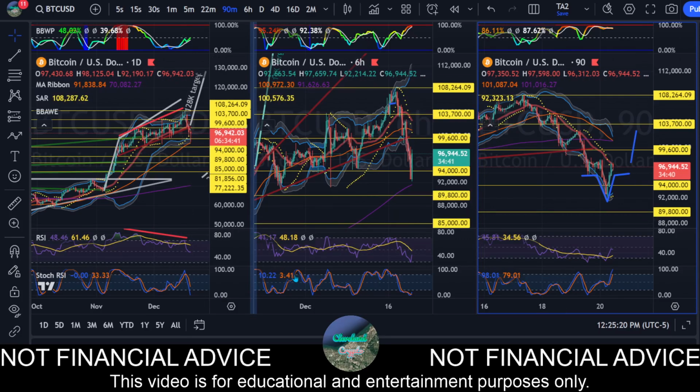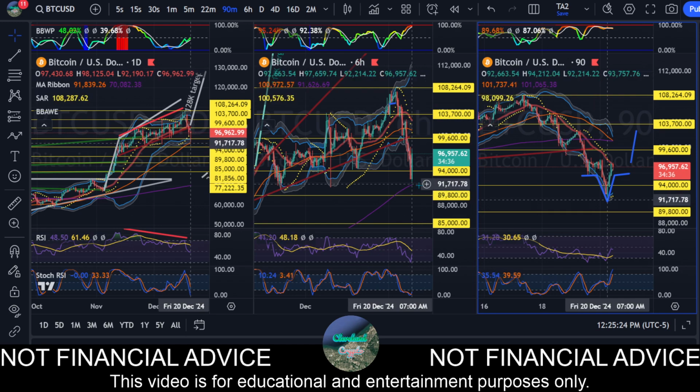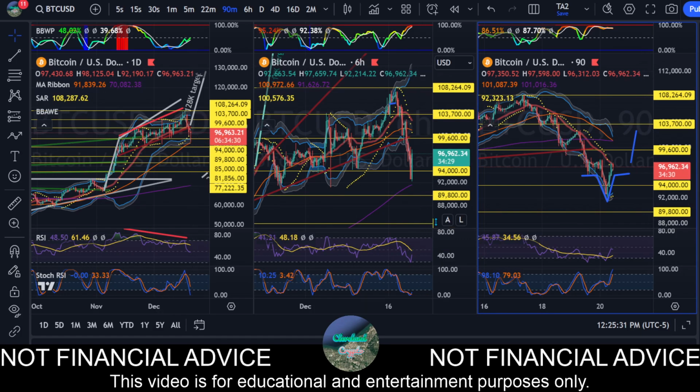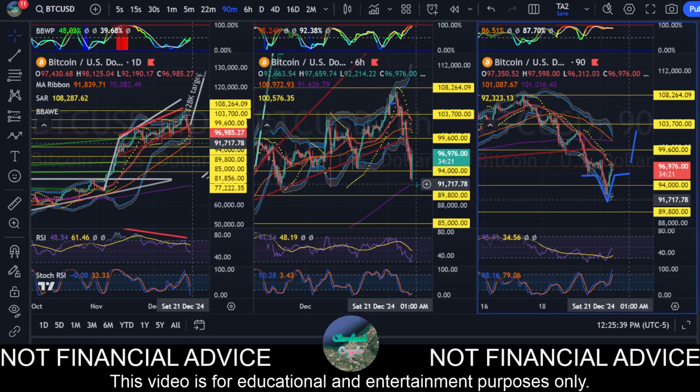If not, 89.8 or even 85. Oh, also I didn't mention, but it looks like we found support from the 200 on the 6-hour as well, which isn't nothing. The 200 moving average is a very strong support level. So to find support from it and bounce, that's a good thing. Let's see if this bounce can be maintained, if the bulls have the strength, or if the bears are coming in hard.